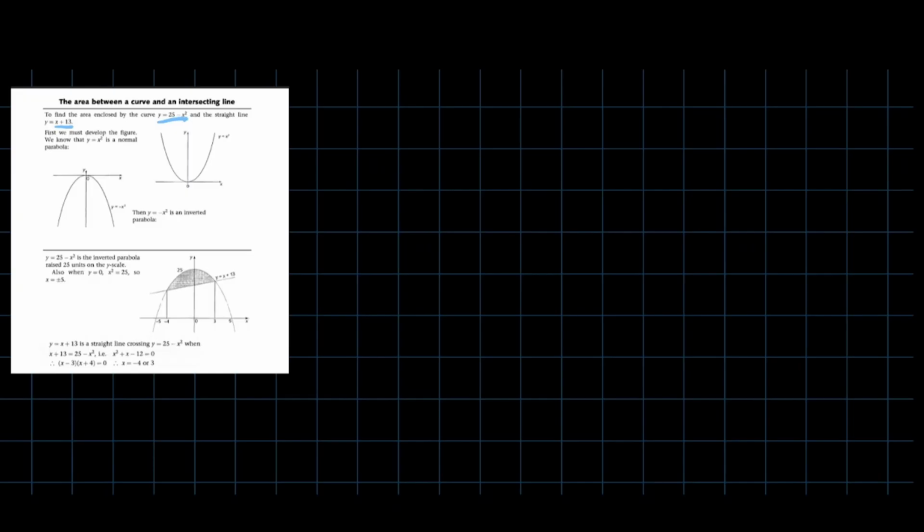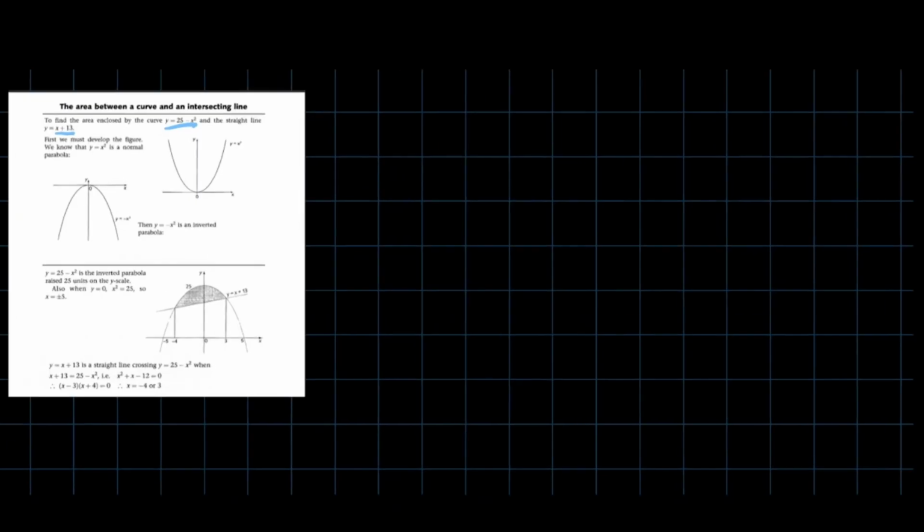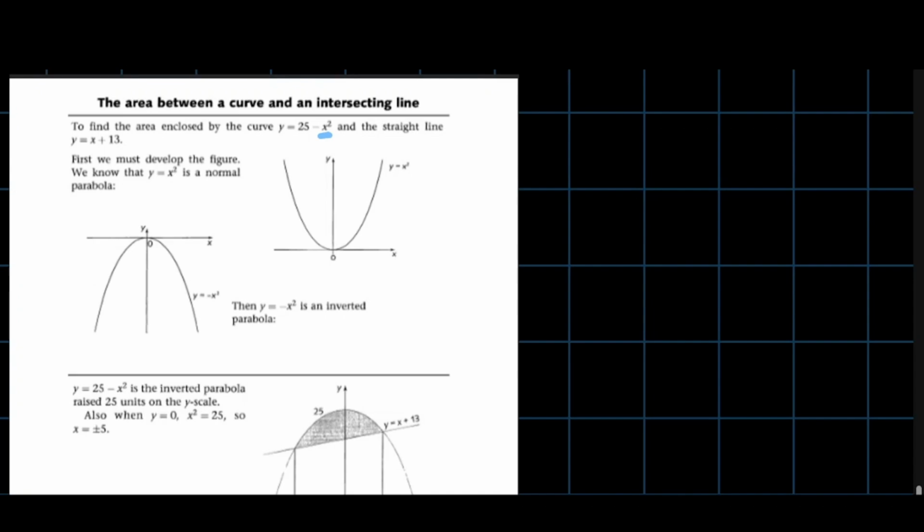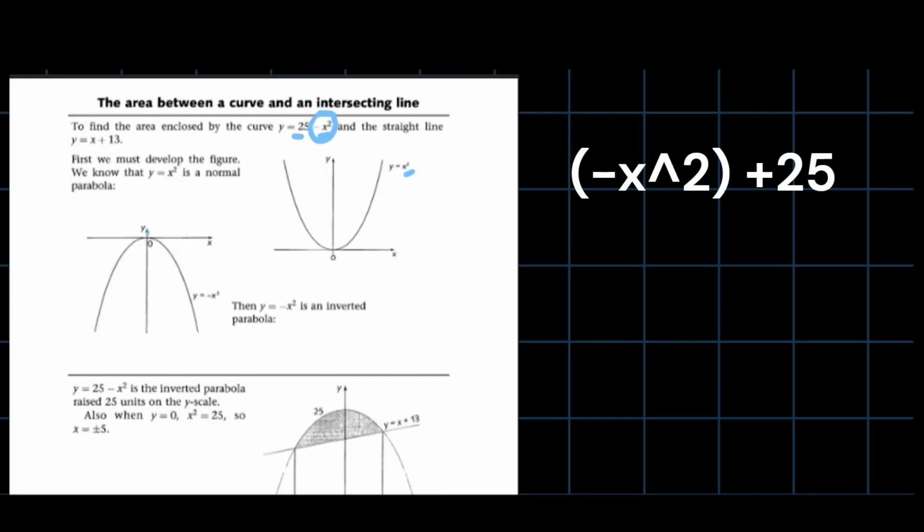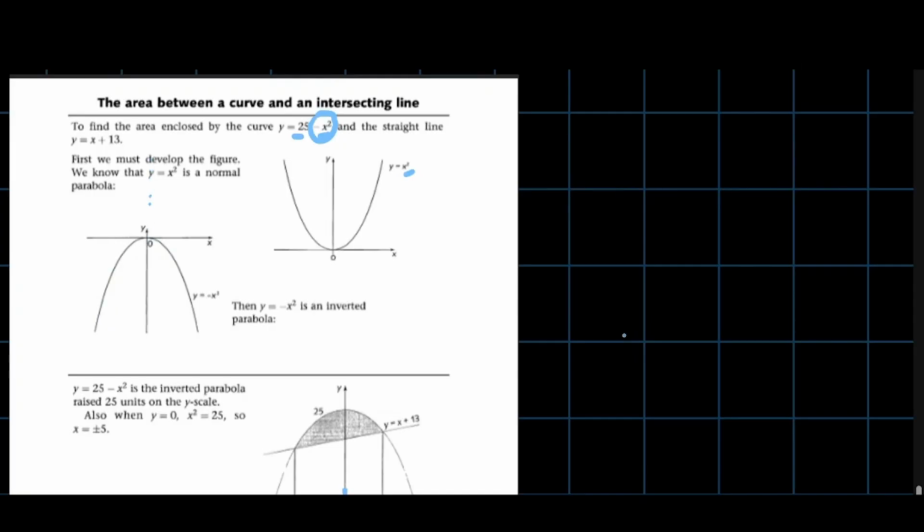Okay, so first, to get a good visualization of what these equations are, this is just a simple drawing. x squared is a parabola. When you say negative x squared, because it has a negative in the equation, it becomes an inverted parabola. That's what you see here. And when you add 25 to it, you move it up by 25 units. The curve has been moved up by 25 units.